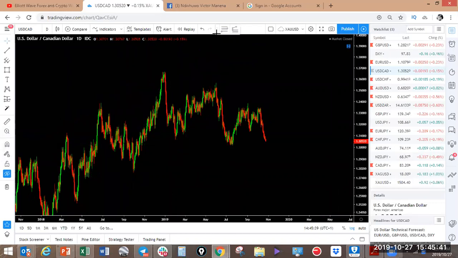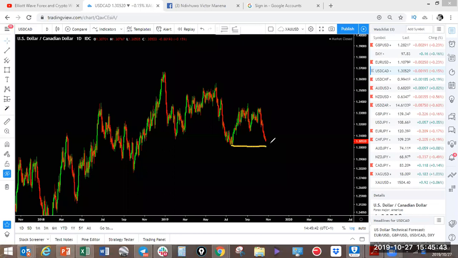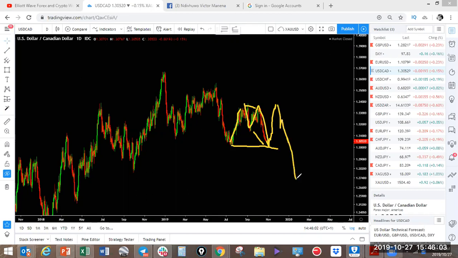So this can also continue lower here to make this structure. It can make 1, 1, 2, 3, and then upside, 1, 2, 3, making a complex correction. If we reverse after taking the low here, we can get this structure and then come back down. Okay, that is the structure. What are we looking at?